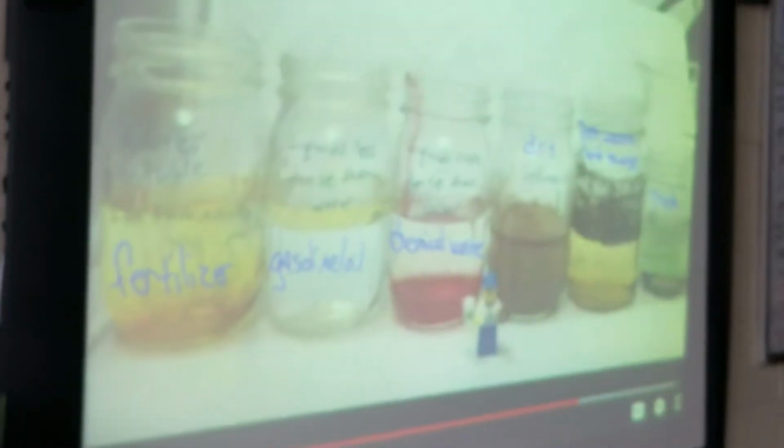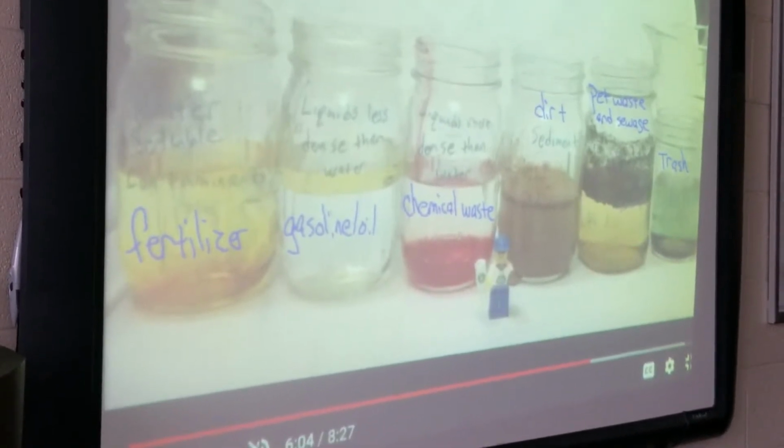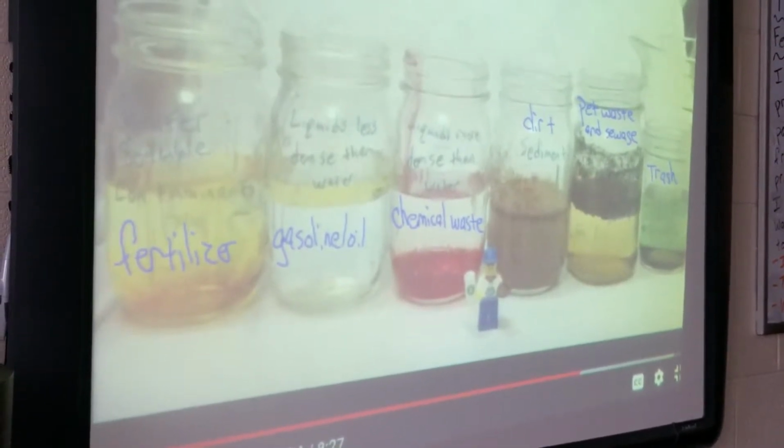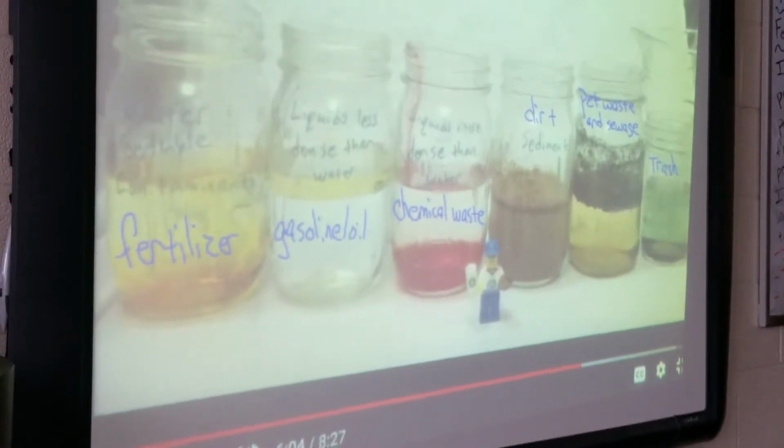And so back to our examples here. Chemical waste is more dense than water. It's labeled that way on the mason jar. So it's going to sink. It is not soluble. There is no mix there.